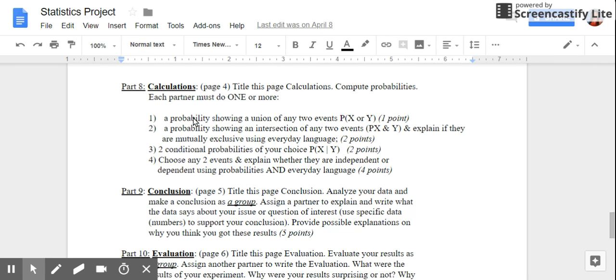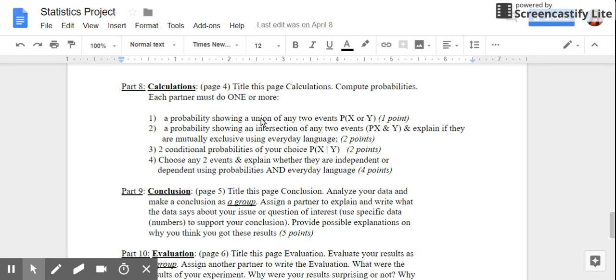Then this section here called the calculations. Everyone must be involved in this calculation. You do not make one person do this part. So there are four calculations here. One person does number one, a different one does number two, and a different person does number three. And then one person will have to do number four. Basically, you get to make up your question and then do the calculation and write the answers.